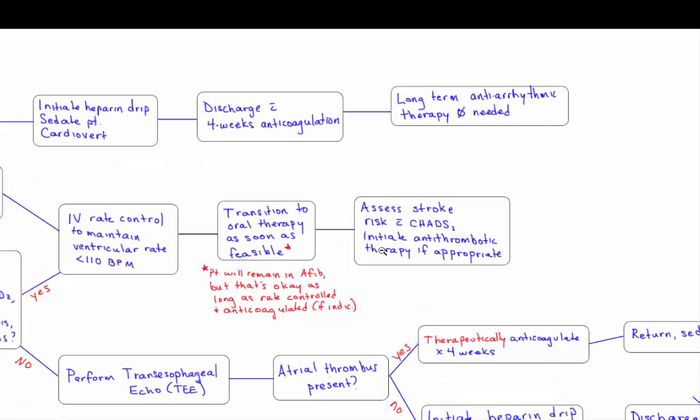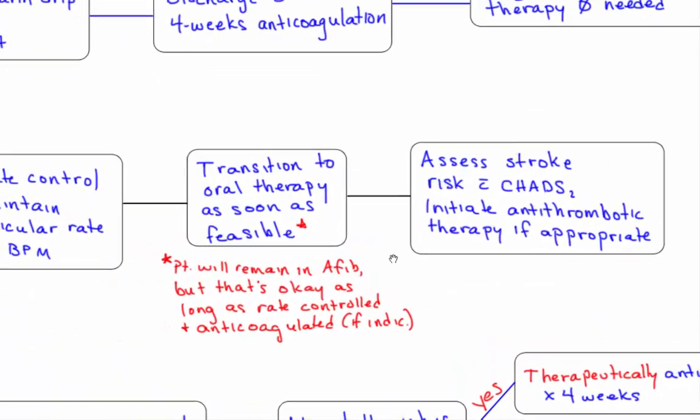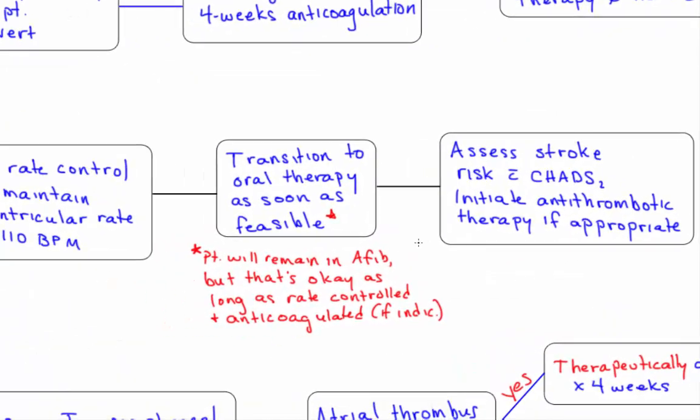Remember that this patient is going to remain in AFib, and that's okay. As long as we can control the ventricular rate and anticoagulate if it's needed, then we're going to be okay. So with this in mind, remember that your goal is going to be to maintain a ventricular rate of less than 110 at all times.